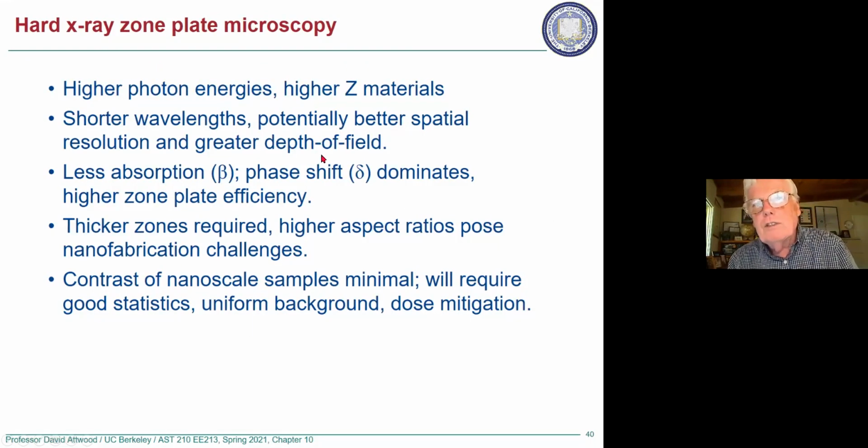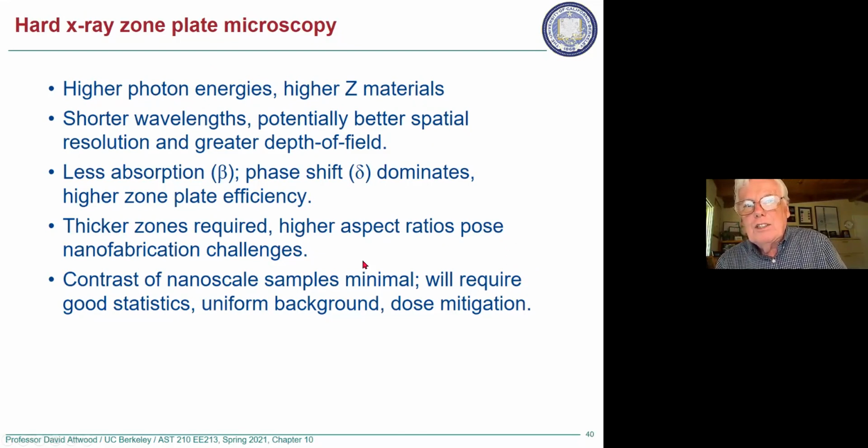Okay, hard X-rays are harder. Soft X-rays are where zone plates are typically used, sometimes with hard X-rays, but not in general. Higher photon energies require higher Z materials, not a big deal, especially since absorption is less important at hard X-rays. But at shorter wavelengths, you could think you're going to get better resolution, but maybe not. The thicker zone plates require higher aspect structures. They're not having as much absorption, and the phase effect is there. It's good, but it requires a thick structure.